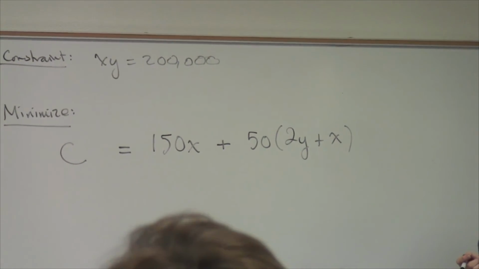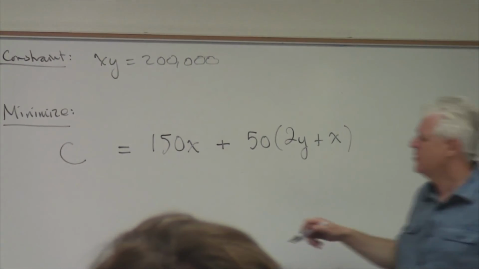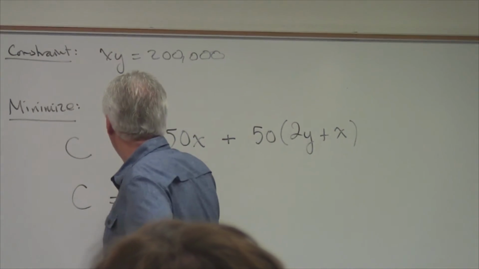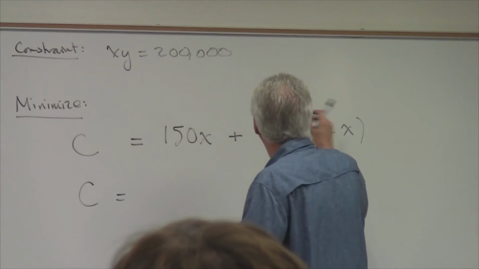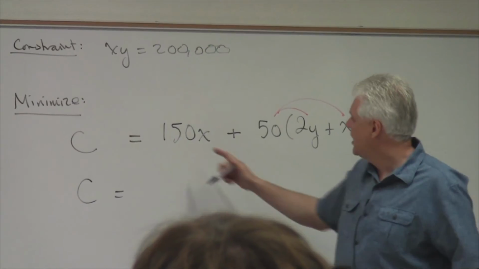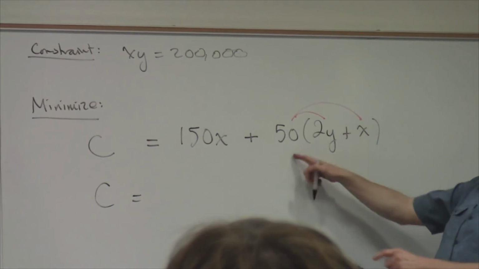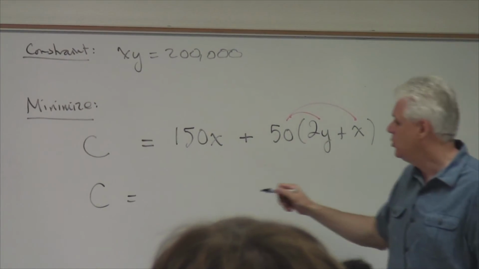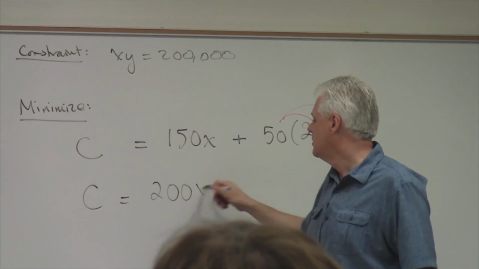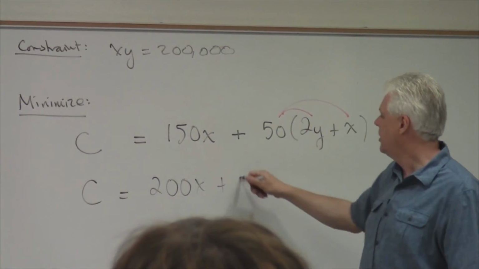All right, too many variables again. Let me clean that up a little bit first, though. Let's distribute it out and combine like terms. And if I do that, I get a 150, and then there's another 50, isn't there? So that's 200x plus 100y.